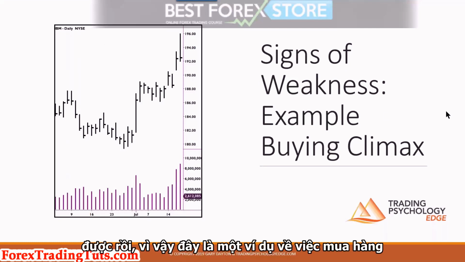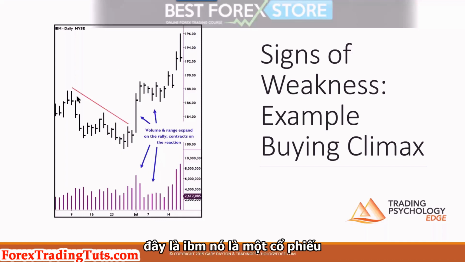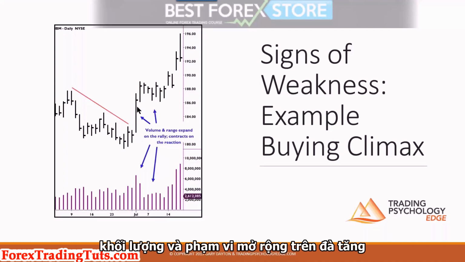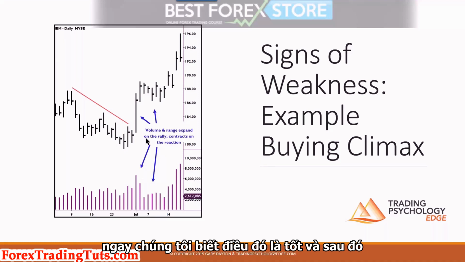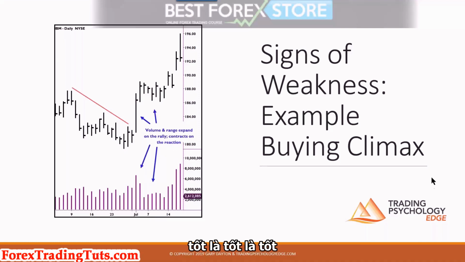Okay, so here's an example of a buying climax. We're looking at a daily chart. This is IBM, a stock. So we're coming down, and we break the downtrend channel. Volume and range expand on the rally. Right, we know that's good, and then contracts on the reaction. We know that's good as well, okay?